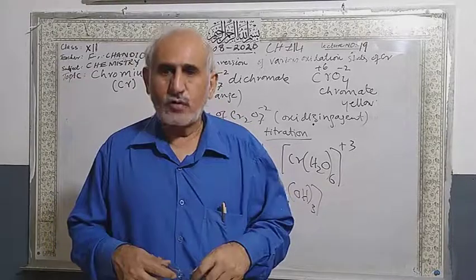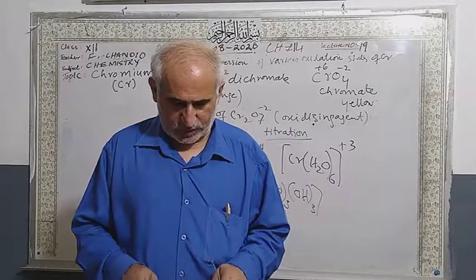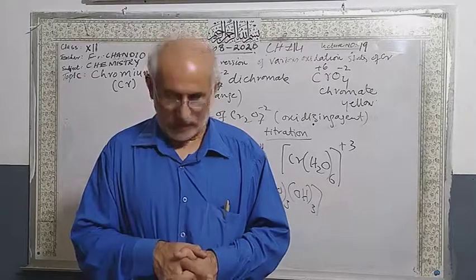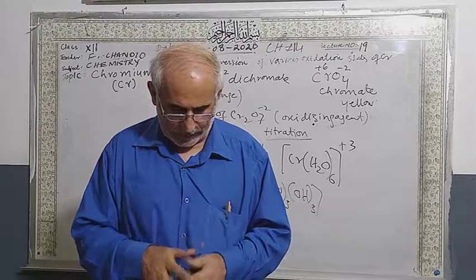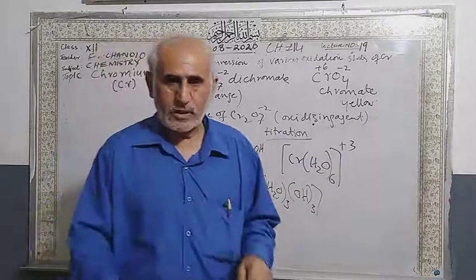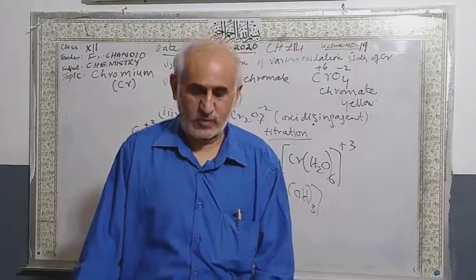So students, here we are going to end. Inshallah, next we will explain different examples of chromium and the chemistry of chromium and dichromate ions. These are very important and also complicated structures. Must revise at your home.